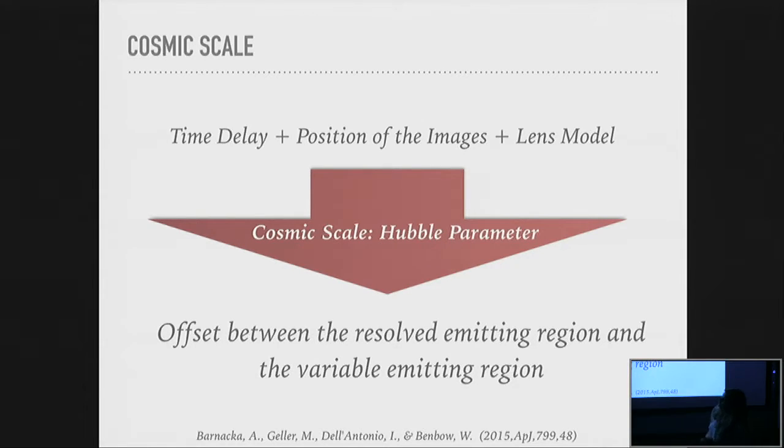Usually the time delay, the position of the images, and the lens model are used to calculate the Hubble constant. But we know the Hubble constant from different probes, so we can use the Hubble parameter here as a cosmic scale. And we can use the time delay combined with the position of the images and the lens model to find the offset between the emitting region of the radio core and the emitting region where the variability, the flare, for which we measure the time delay, was coming from.